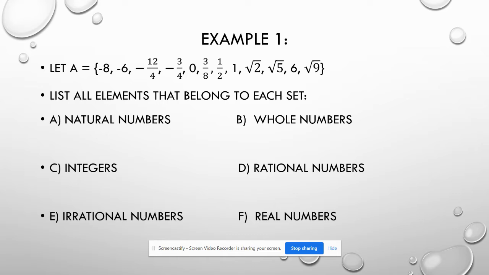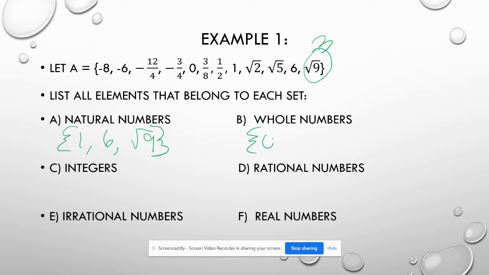Example 1, list the numbers that belong in each set. Well, I'm going to take a look at what we have here, and I notice that the square root of 9 is a perfect square, and that is a 3. So that's going to change maybe where we might place that. Natural numbers then. Remember, natural numbers are counting numbers. So we would have 1, 6, and the square root of 9, because the square root of 9 is 3, which is a natural number.